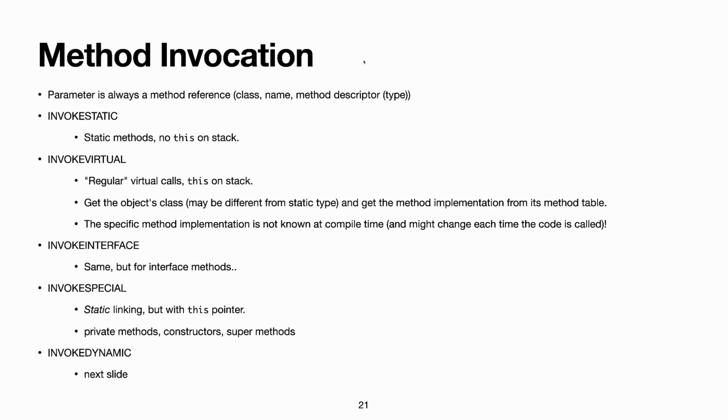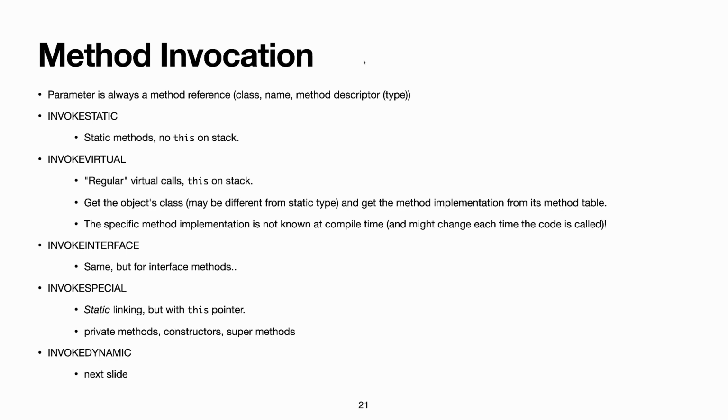Next up, we have method invocation. First of all, the JVM refers to methods by their name. So to invoke a method, you need to know the full name of the class in which it's defined and the method name. And those things can be stored in the constant pool. In fact, all method invocation instructions have such a reference as immediate parameter. There are 5 kinds of invocation instructions.